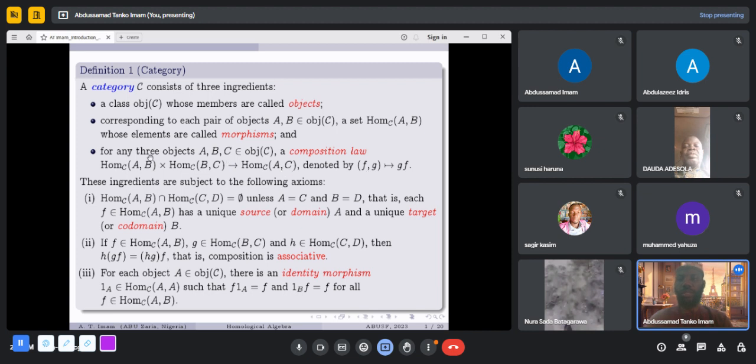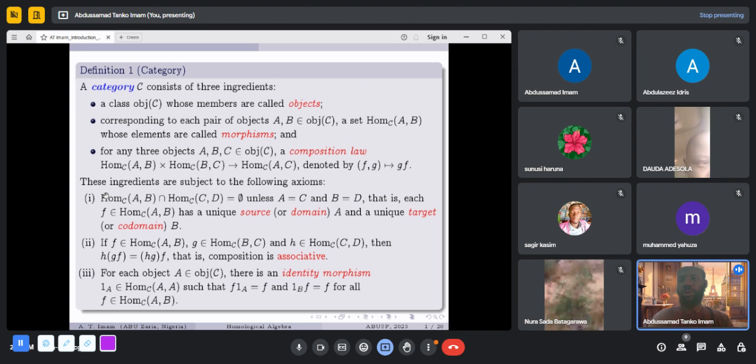We talked about this in our last discussion, and then we say these entities are subject to satisfying the following three axioms. The first axiom says that every morphism, and you can think of morphisms as mappings between sets, is like a map if you are thinking of the objects as sets, but this concept is even more general than just taking a collection of sets. If you have f in the hom set of A, B, then this should have a unique domain and a unique codomain.